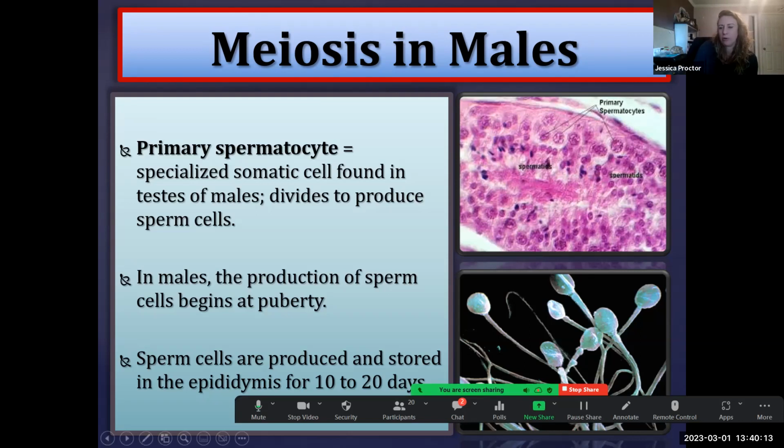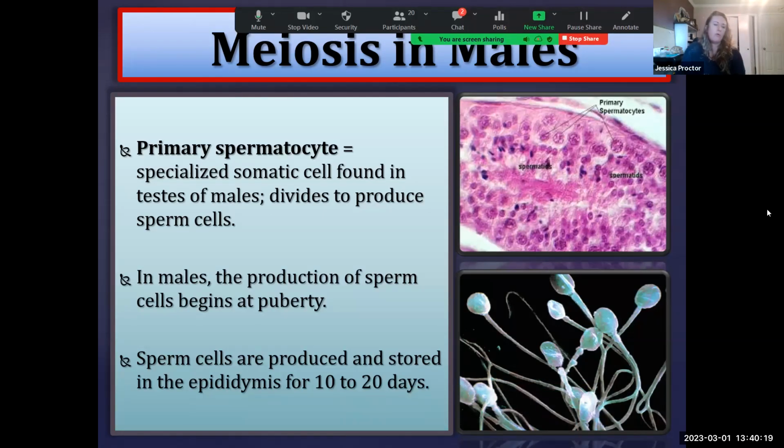In males, the production of sperm cells will begin at puberty and it will end at death, okay? Now, of course, males go through a process similar to menopause, similar to what females go through. So when they hit a certain age, the production of sperm cells certainly slows down due to changes in testosterone. The sperm count will decline, but essentially in males, the process begins at puberty and then will end at death. The sperm cells are produced and stored in the epididymis for 10 to 20 days, where they're either then used or reabsorbed by the body. Okay, so that's meiosis in males.